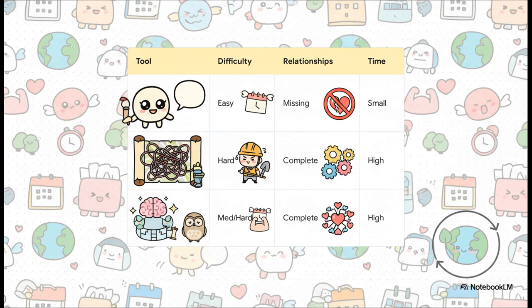But there is a third option. It's called holistic diagnosis. It sits right there in the middle. A medium to difficult level, and it does take a high time investment, but it gives you a highly structured, perfectly complete picture of both your internal industrial flows and your external environment.